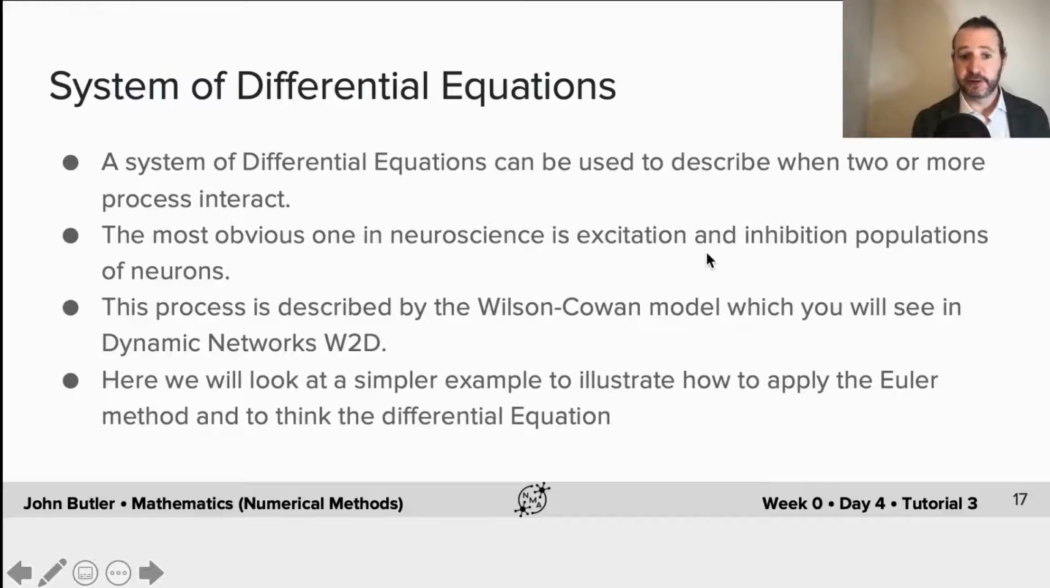A system of differential equations can be used to describe when two or more processes interact. The most obvious one in neuroscience is excitation and inhibition population of neurons, and that's the one we'll try to describe. The process is described well by the Wilson-Cowan model, which you'll see in dynamic networks on week 2, day 2, and a few other days as well. Here we'll look at a simple example to illustrate how to apply the Euler method and to think about the differential equation.